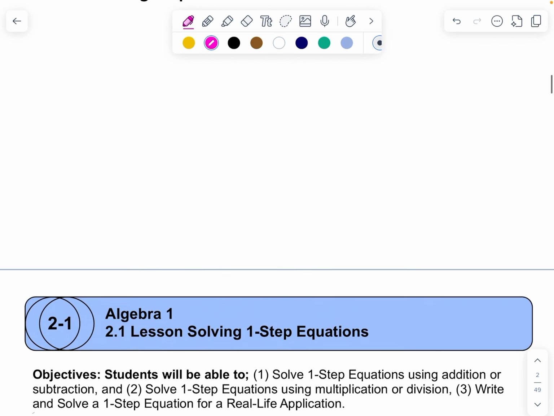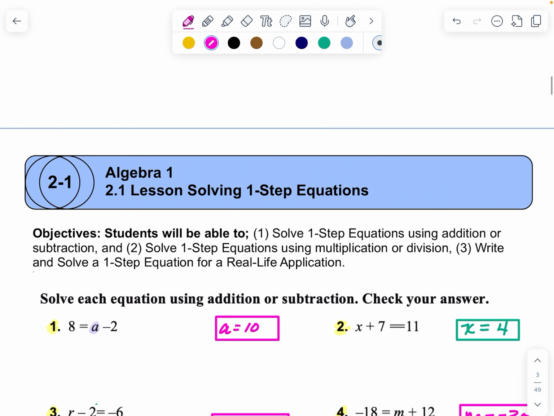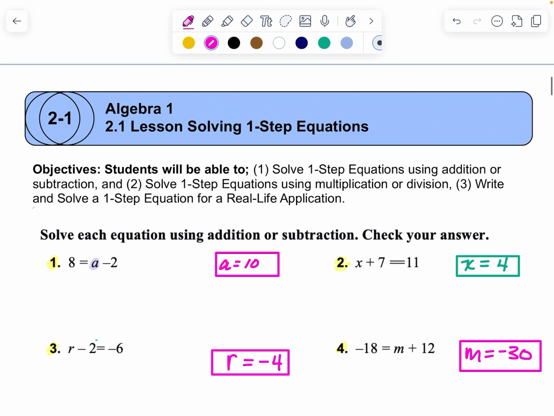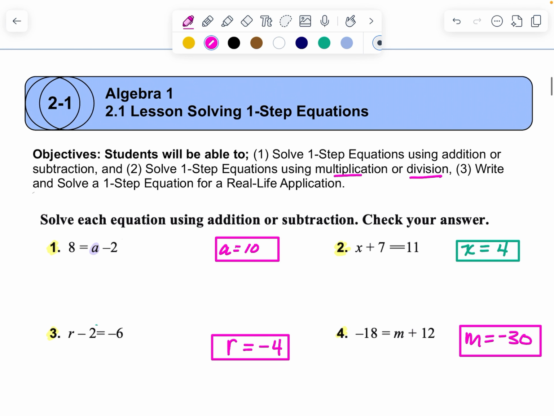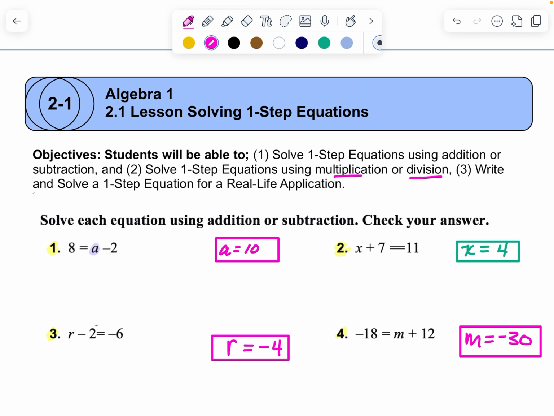Okay, so looking at section 2.1, solving one-step equations. So you see your objectives there are to solve one step using addition and subtraction, and also then to use multiplication and division, and then to write a one-step equation for a real-life application. So we'll have some problems here. You can see I have the answers here, but I just want to show you how to get to those.